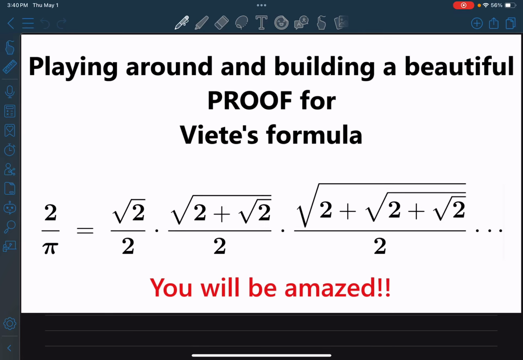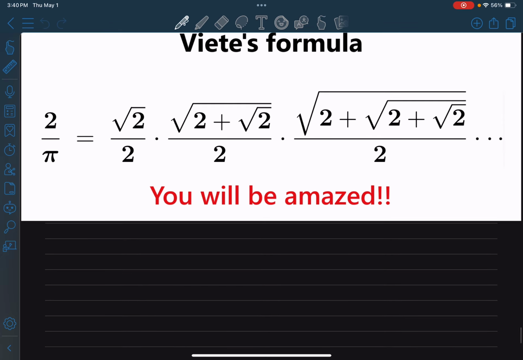Playing around and building a beautiful proof for Viete's formula. Viete is also known as Vieta. Yes, Vieta's formula in polynomials is really famous, right? Yeah. Okay, and here's an infinite product that basically gives 2 over pi, right? And it looks so beautiful because there are square roots of 2 involved that magically give us pi, right? And that's so amazing, right?